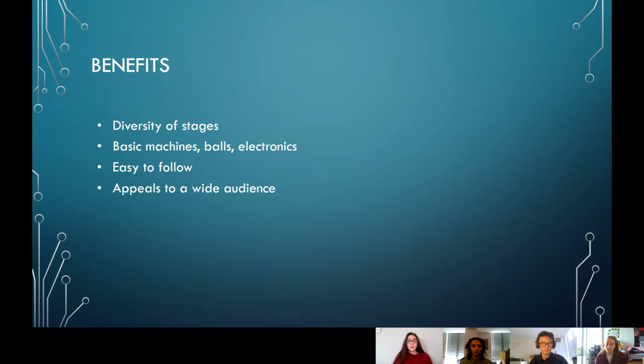For the benefits of the machine, our design is entertaining, we believe, because of the diversity of our stages. We have several stages using electronics, others with balls on tracks, and even others that focus on basic machines such as levers, pulleys, and incline planes. By incorporating this variety of different stages with different materials, it includes aspects that are appealing to a larger audience. And additionally, making sure that we don't have the same type of machine or type of stage over and over keeps the user engaged the entire time.